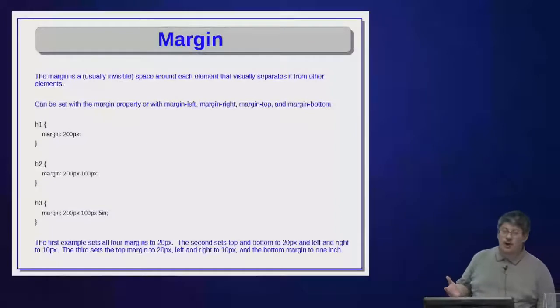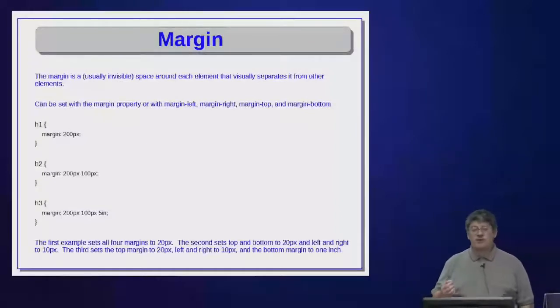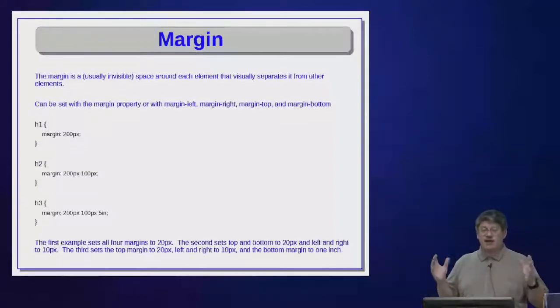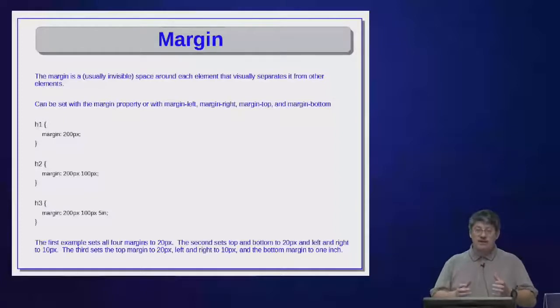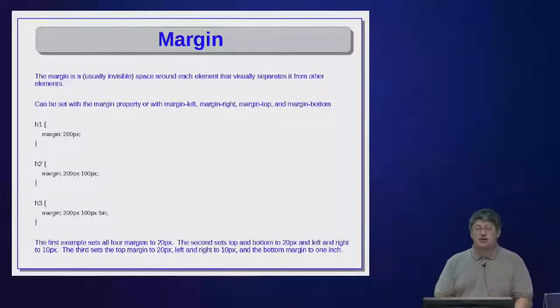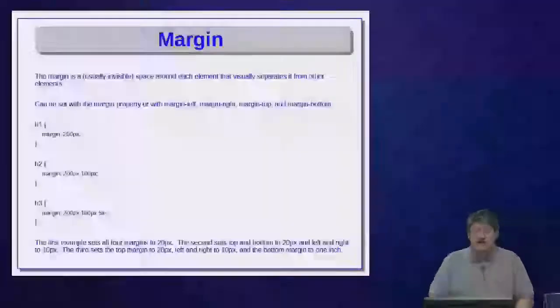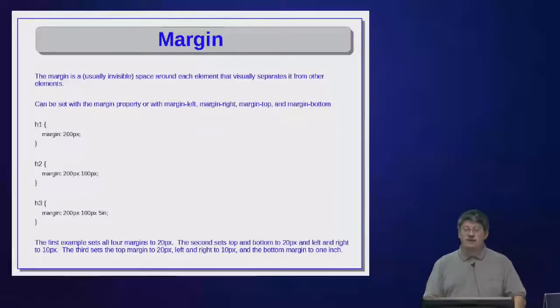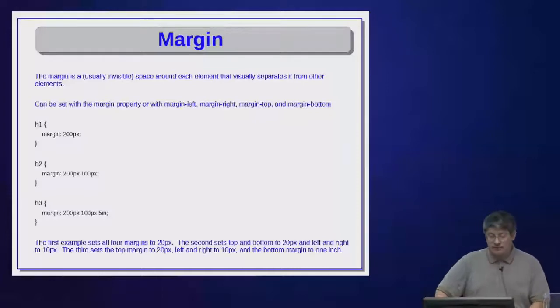So the dimensional properties are really useful, and one of the most important ones is the margin. The margin is a usually invisible space around each element that separates it from the other elements on the page. And you can set the margin, or the size of the margin, using either the margin property or the four properties margin-left, margin-right, margin-top, and margin-bottom. I'm going to primarily show you how to use just the margin property by itself, but be aware that you can use those other properties to have more control over the layout of the page.